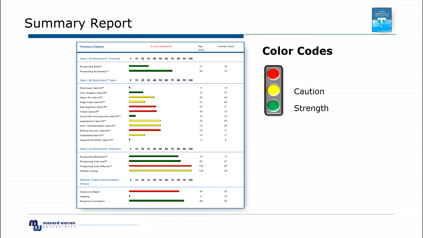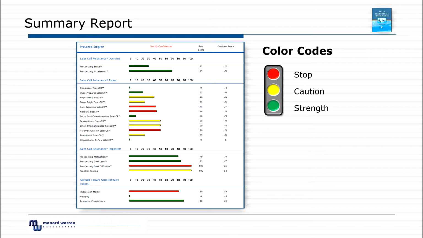When you score in the red zone for anything in the SPQ, you need to stop and really gain an understanding of what that category is that you just scored red in, because these are things that could be putting an artificially low ceiling on how successful you can be with your prospecting efforts and your selling efforts. So again, the scoring system, the color code, is just like a traffic light.